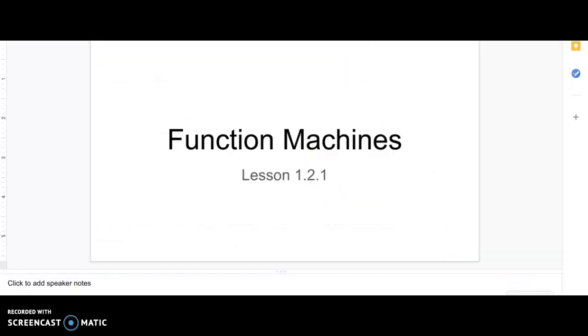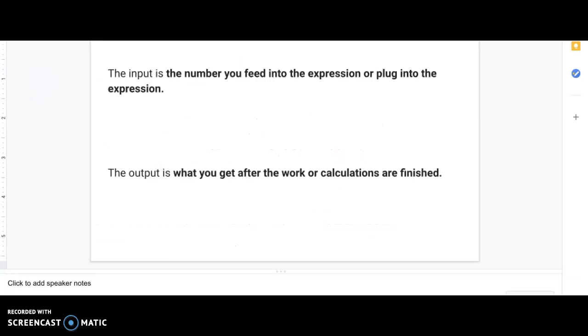Let's look at that on a slideshow, so maybe you can pause it and take some notes. The input is the number you feed into the expression or plug into the expression. The output is the number after the work or calculations are finished. So that's almost like your answer that you're getting out of the equation. Input is always represented with an x. So on a graph, it's the x-axis. In an equation, it's x.